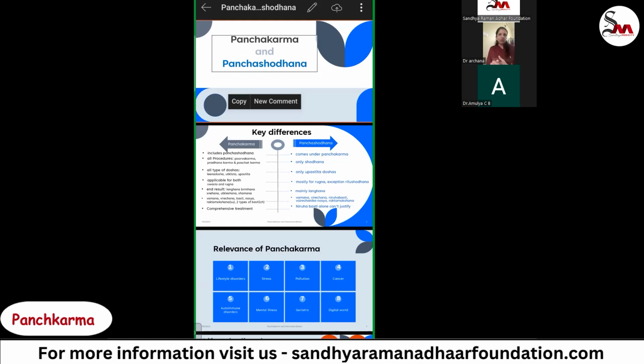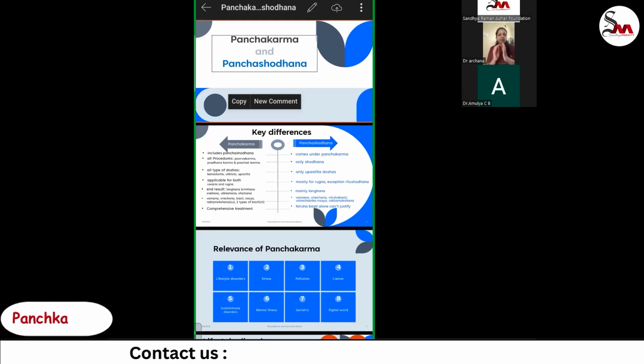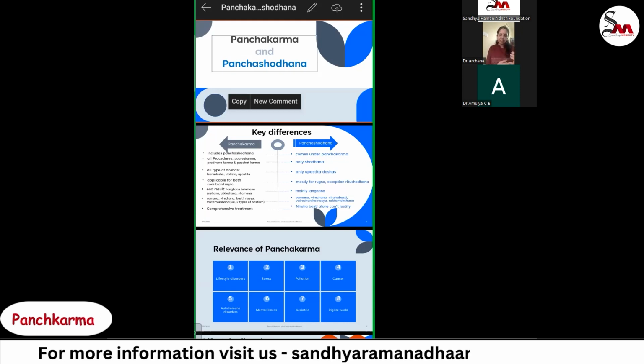Panchakarma includes Panchashodhana. It means that Panchakarma has more than Panchashodhana, right? But Panchashodhana comes under Panchakarma. It is a part of Panchakarma. Okay? This is clear. So two parts are clear. One is Panchakarma is told by Charaka, Panchashodhana is told by Vagbhata. Panchashodhana comes under Panchakarma, and Panchakarma includes Panchashodhana.